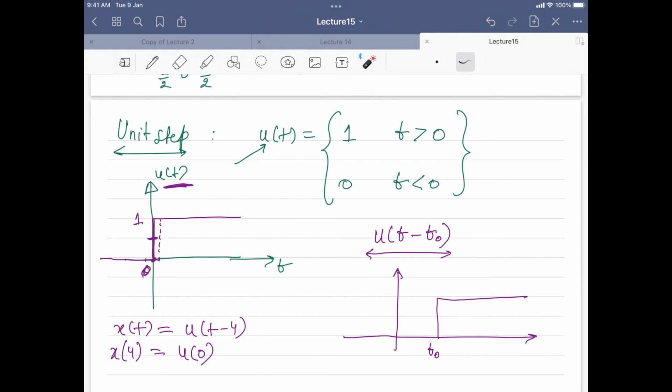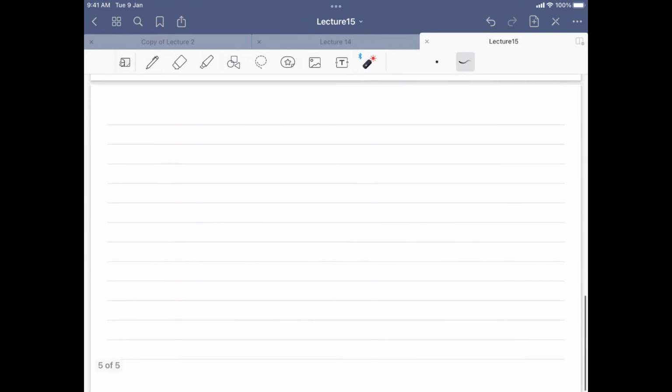Yes, sir. And in case it is u(t plus t0), then what will happen? It will move backward. It will start from minus t0. So if it is t plus t0, then this particular signal will move from the backward side. Okay, fine. So this is basically the unit step, and then we have other functions also.